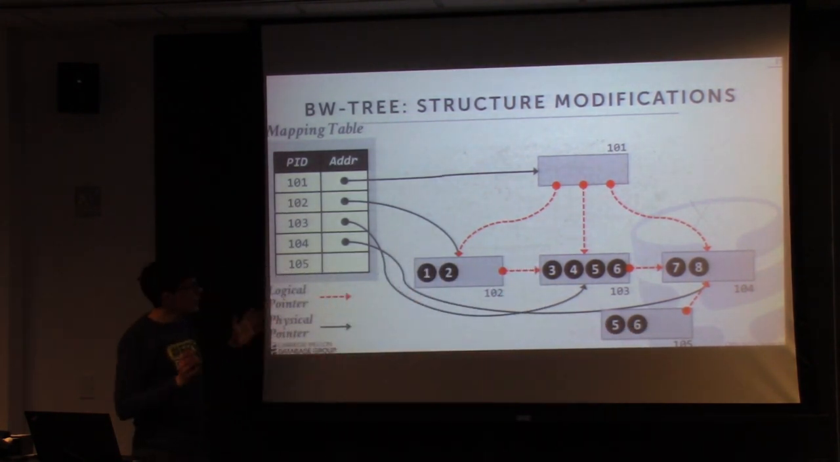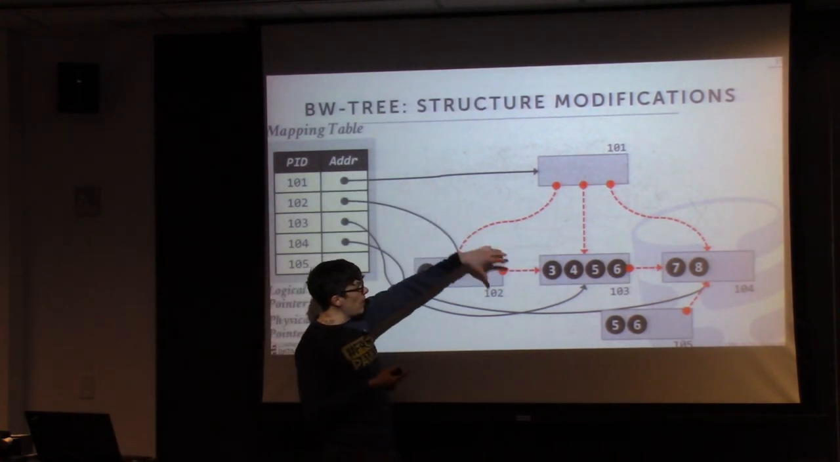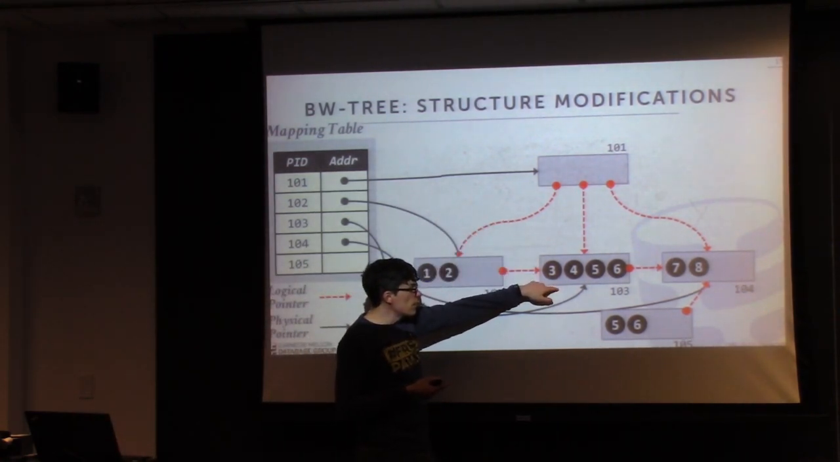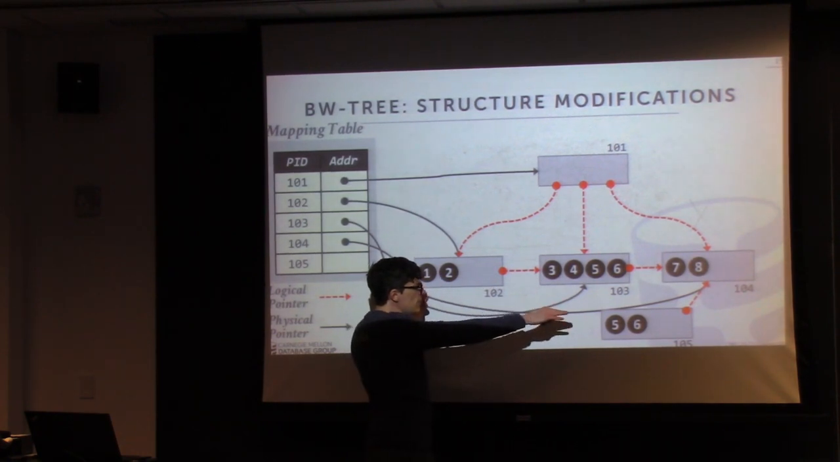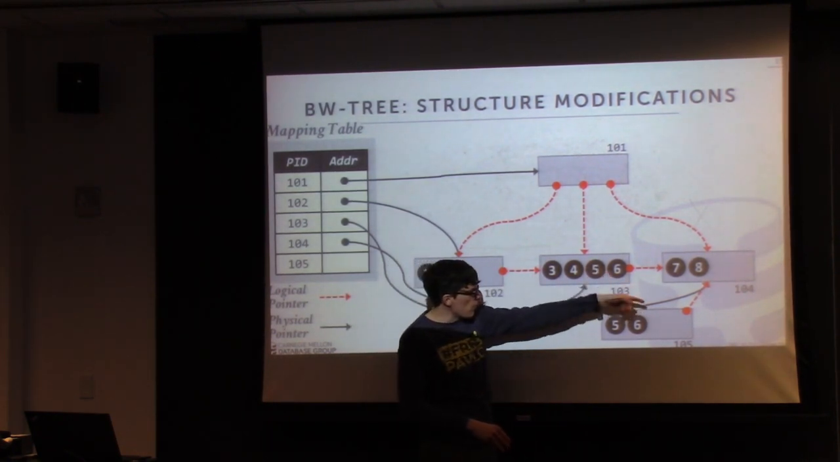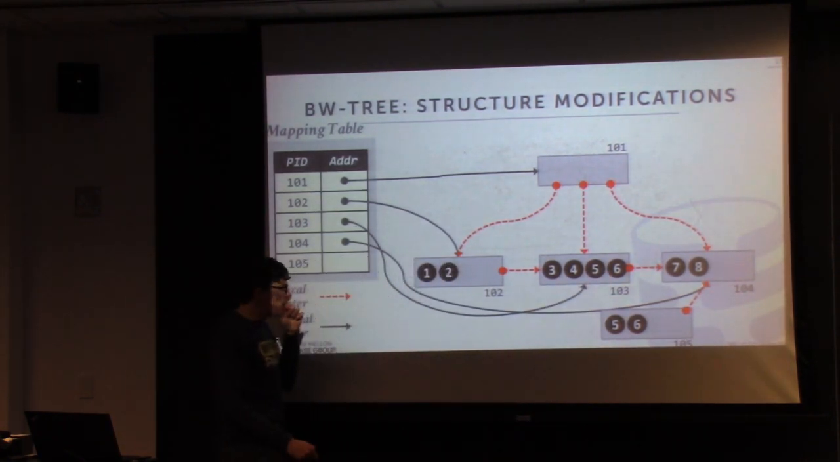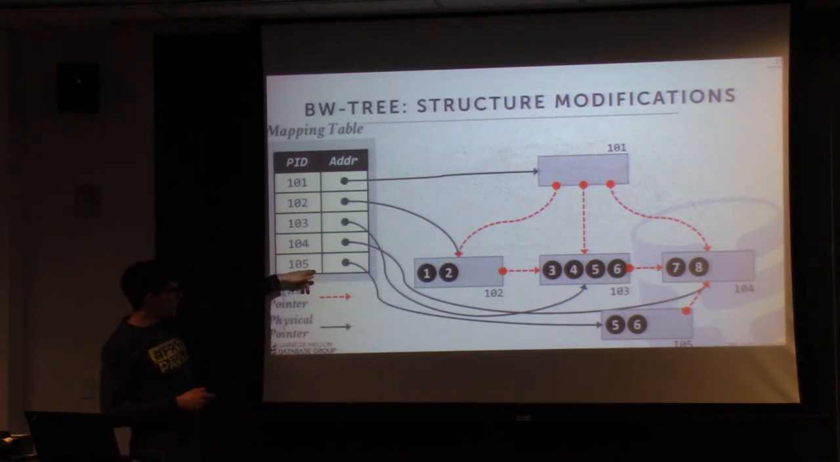Now at this point, nobody knows about page 105, because if you do any lookup up above, you're still going to land on 103. If you scan along the leaf nodes, you're still going to go from 102 to 103 to 104. So now what we need to do is install an entry in our mapping table to point to 105. Again, still nobody knows about us.